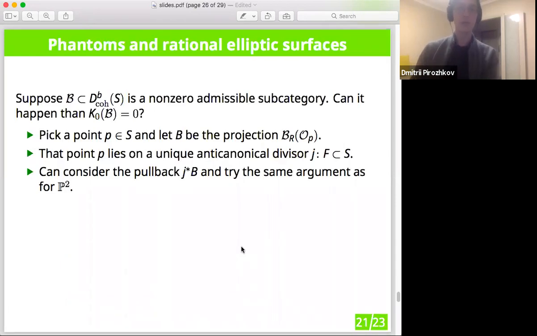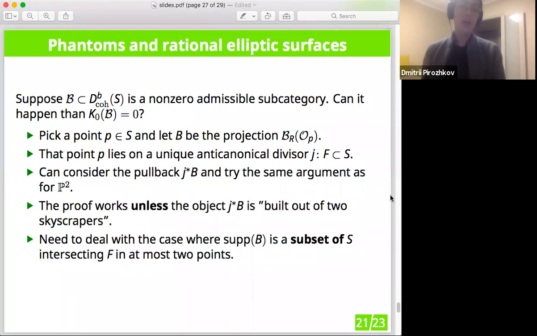Now, what happens if we try to do the same thing as we did for P2? I mean, this non-existence of phantoms. So assume we take some point P. Again, take an object B to be the projection of the skyscraper sheaf to some admissible subcategory, which we fixed. This point P lies on a unique anti-canonical divisor J. It is unique because of the picture I've given, because anti-canonical divisors are just fibers. So each point lies on a unique anti-canonical divisor. Now we can also try to consider the pullback of this object B to this fiber and try to use the same argument as for P2 to attempt to conclude that the class of this object B is not 0 in the Grothendieck group.